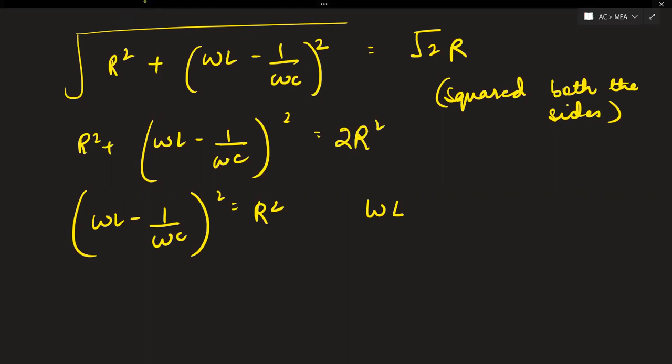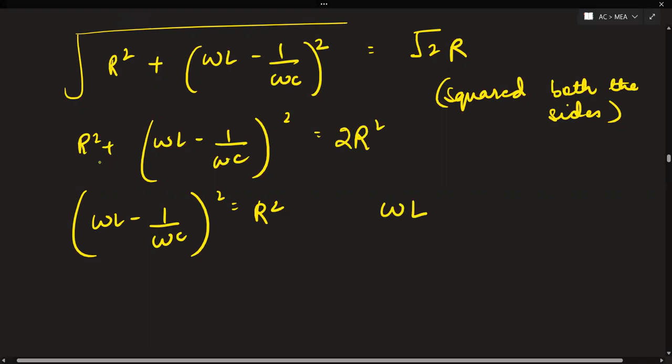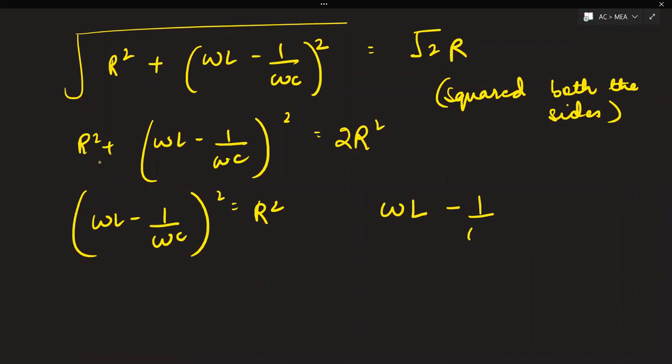This is looking as if the inductance is getting multiplied. Class, remember, see here, this is getting multiplied, omega L. This is not written as XL or XC were written. So this is omega L minus 1 by omega C, and this will be equal to plus minus R, as I have taken the root from here.